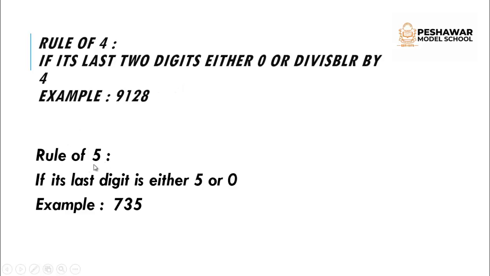The next is the rule of 5. This is a very simple rule. If the last digit is either 5 or 0. For example, 735. In 735, the last digit is 5. That's why we can say that 735 is divisible by 5. In the next example, 9350, the last digit is 0. That's why we can say that 9350 is divisible by 5.